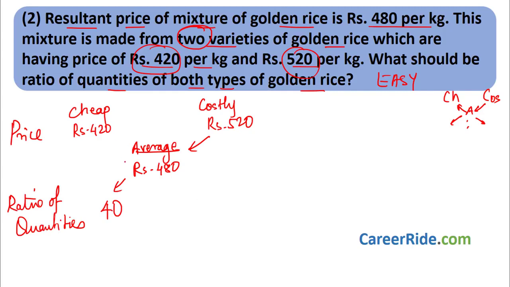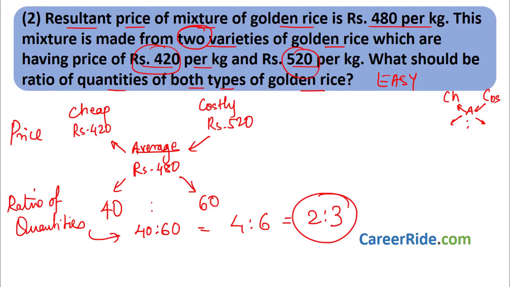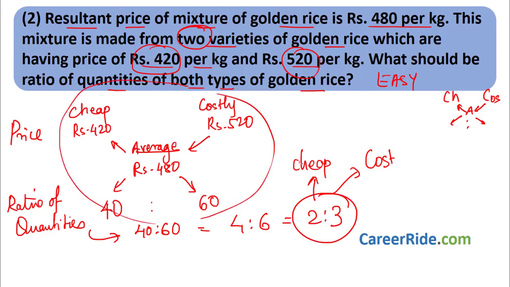Over here 480 is greater than 420, so 480 minus 420 we will have 60. The ratio is 40:60. That is nothing but 4:6, that is 2:3. So both the quantities have to be mixed in the ratio 2:3, right? This is the cheap golden rice quantity ratio, and this is the costly golden rice quantity ratio. See how easily using this trick we were able to solve this sum. Just remember this, you will be able to solve most of the sums using this trick.